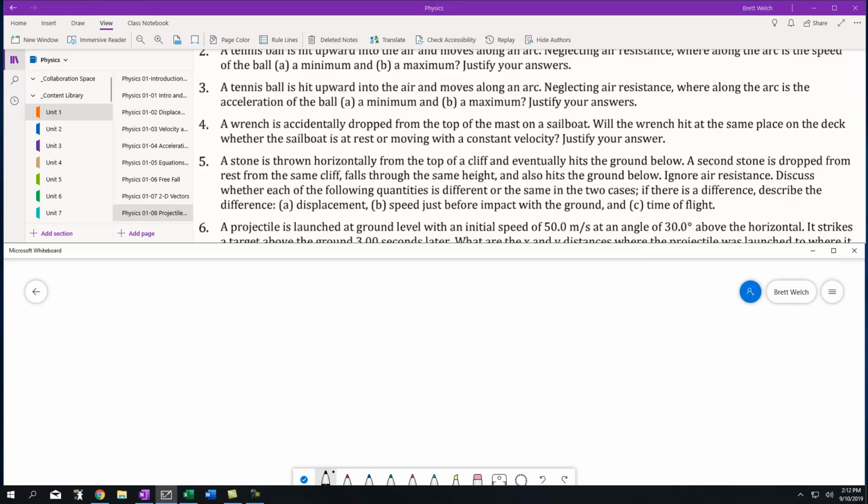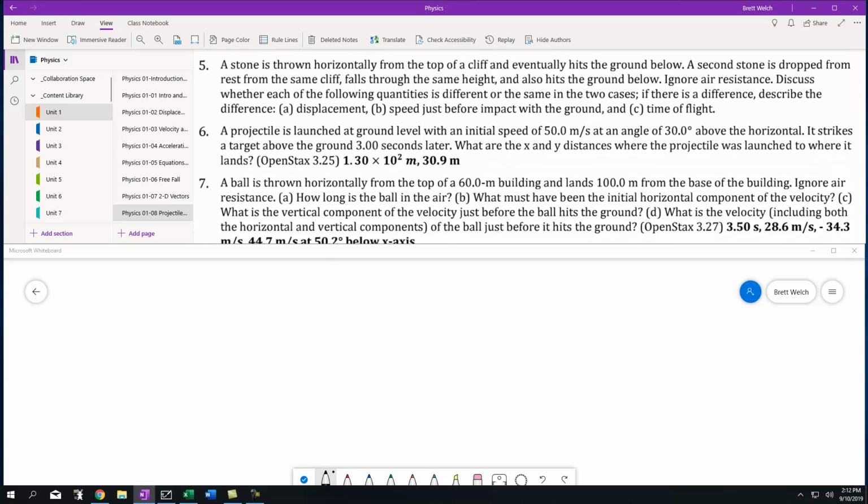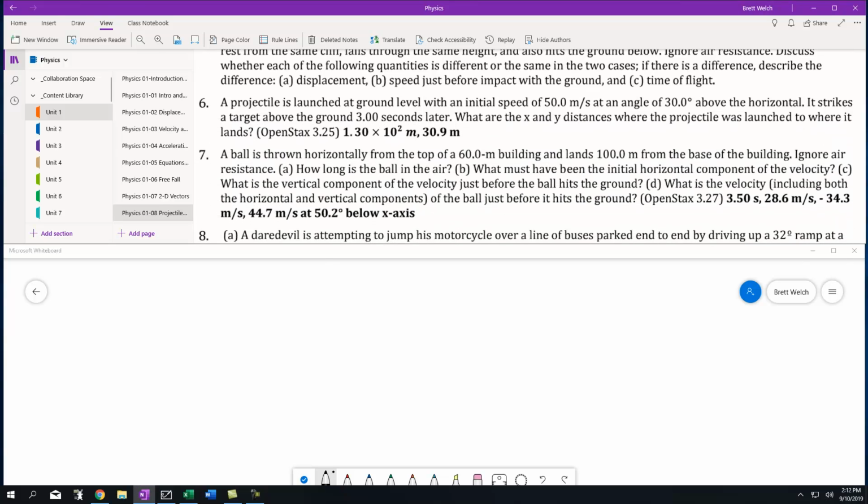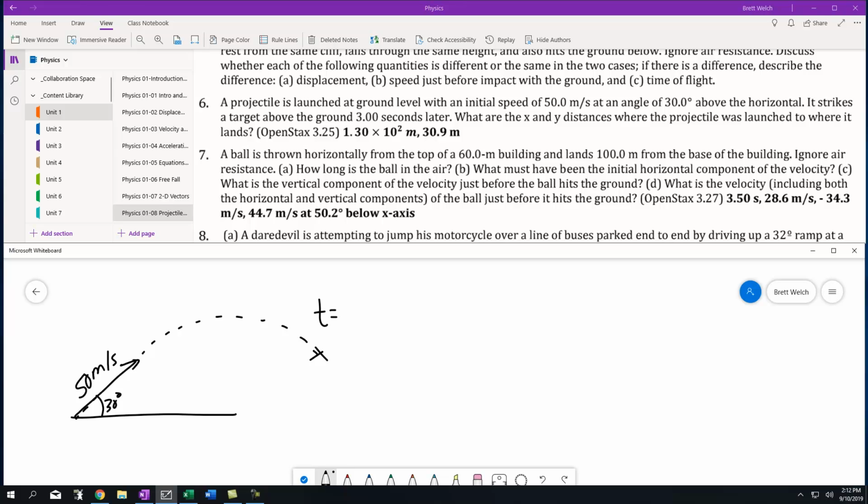Okay, that takes us to question 6. Projectiles launched at ground level with an initial speed of 50 meters per second and an angle of 30 degrees above the horizontal. It strikes a target above the ground. So here's the ground. There's our initial launch of 30 degrees, 50 meters per second. And it's going to come out here like a projectile, and it's going to hit some target 3 seconds later. So t equals 3 seconds.